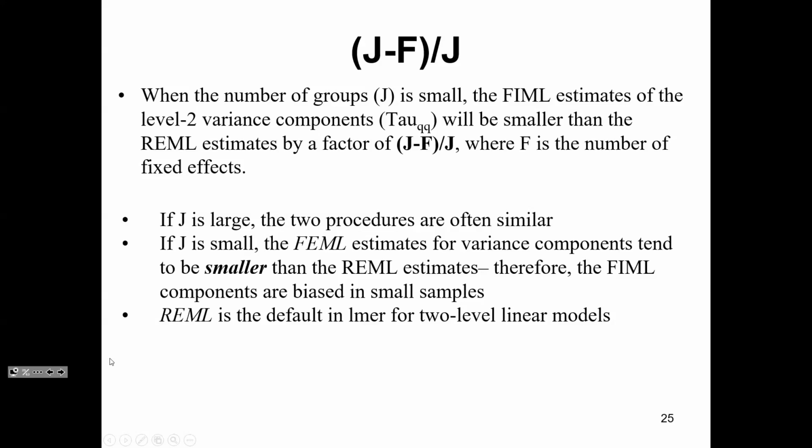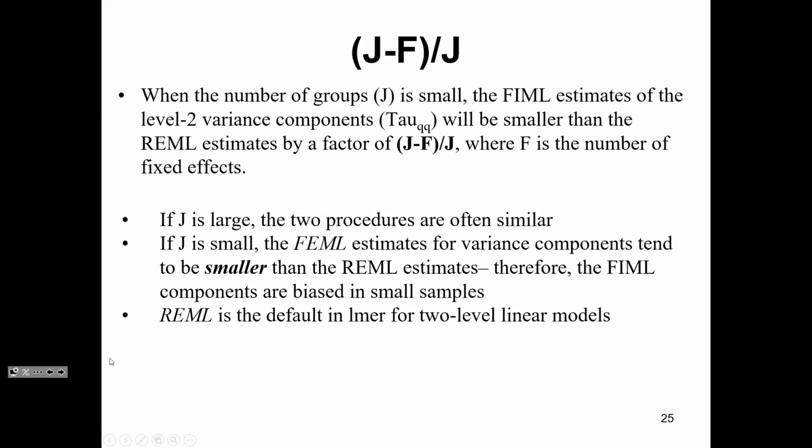If the number of clusters is small, the full maximum likelihood estimates tend to be smaller than the REML estimates for the variance components, and they are downwardly biased in the same way that, remember we talked about the variance dividing by n versus dividing by n minus 1. If you have a small sample size and you use the formula that has n in the denominator, you're going to get a smaller variance than if you use n minus 1. Is that right? I think so. So same kind of thing here.